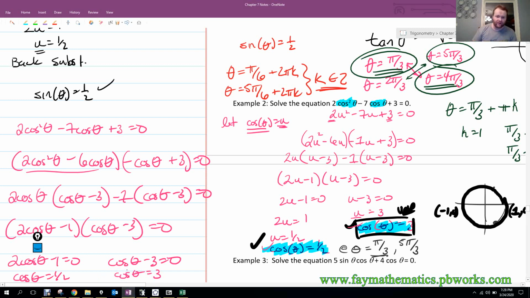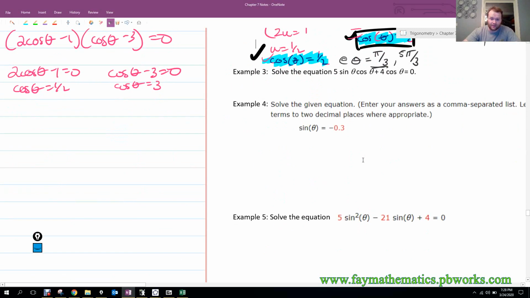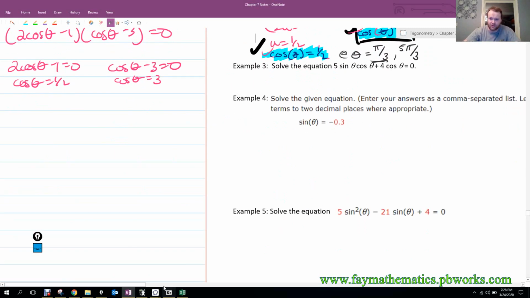It's total personal preference. I think this kind of gets messy sometimes, leaving the cosines in there. There may be questions where it's unavoidable and you can't use U substitution. But if U substitution is available, I'm going to do that because I think it just makes things cleaner looking. It's less writing. I never write cosine out every single time. So those are just my personal preferences. I'm going to use U substitution when it's possible.